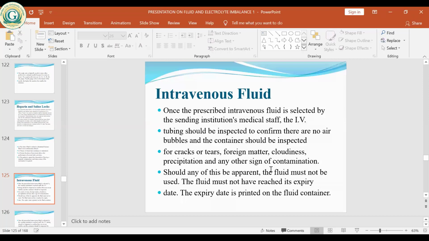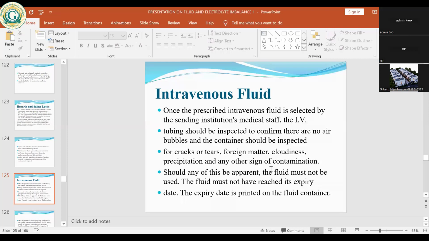What are you looking for? When you connect the giving set, you are looking for air bubbles, cracks, tears. Has any part of the bag torn? Do we see any cracks anywhere? It means foreign matter has gotten in. Bacteria has entered. It's infected. You cannot infuse it. If the color has changed to become cloudy, don't put it on and tell us that the hospital will lose. Is that your money? Throw it away.